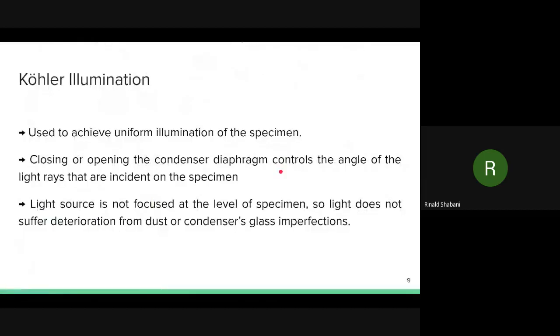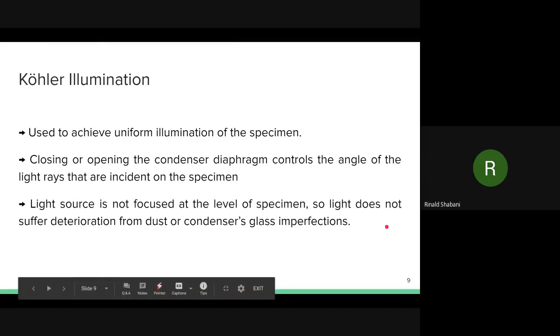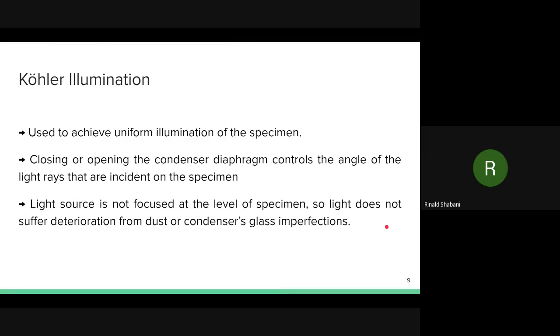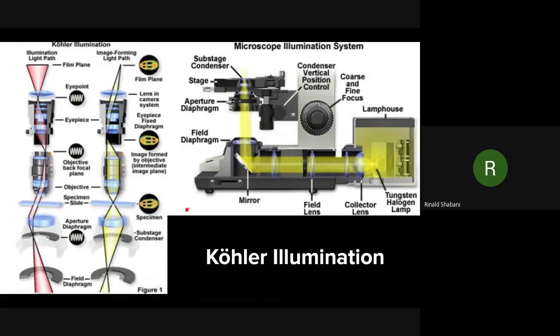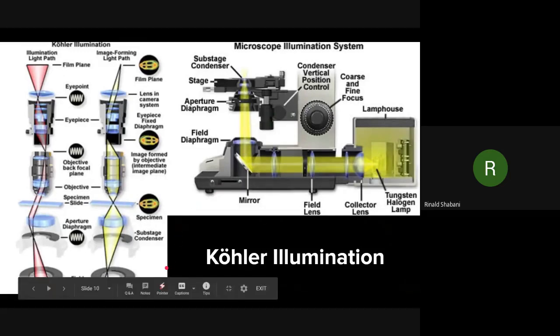I'll go back. Closing or opening the condenser diaphragm controls the angle of light rays that are incident on the specimen. And since the light source is not focused at the level of the specimen, the light does not suffer deterioration from dust or condenser imperfections. In the next slide, we can see a basic representation of Köhler illumination in action.